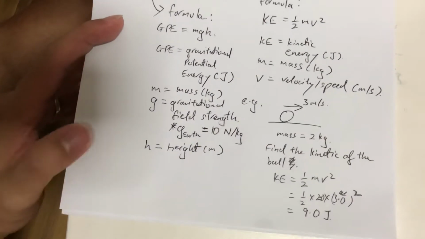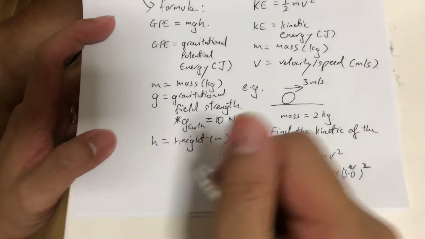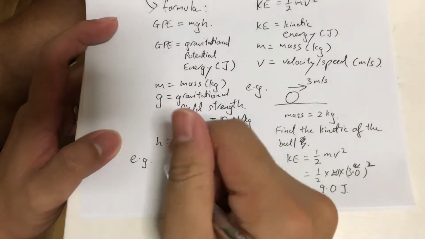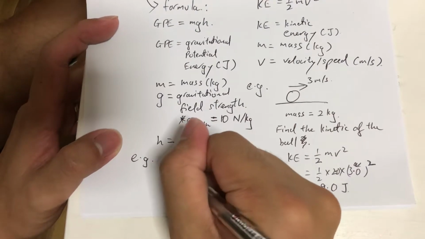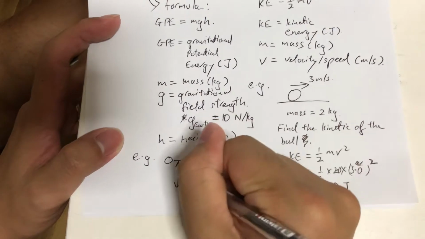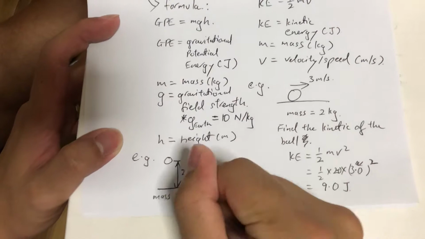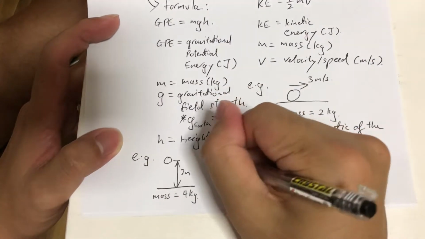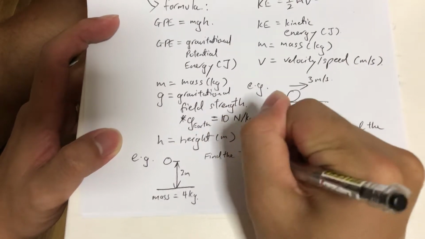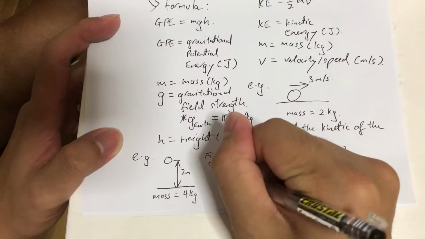Knowing this, these are two very straightforward energies. I will give you one example for this as well. Let's say the ball is raised up to a height of 2 meters, and the mass is 4 kg. Find the gravitational potential energy of the ball.